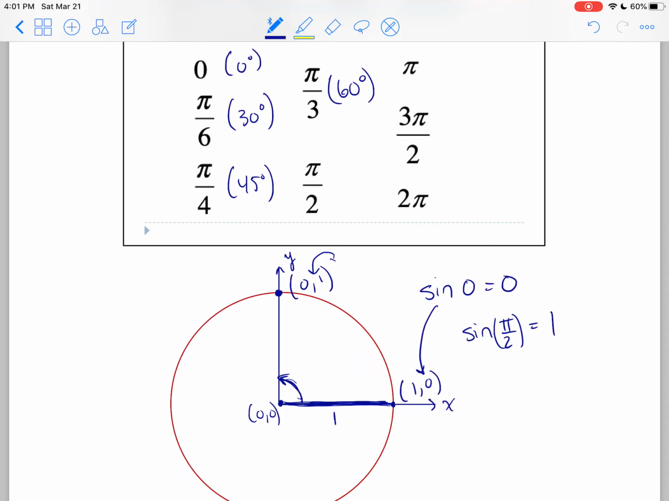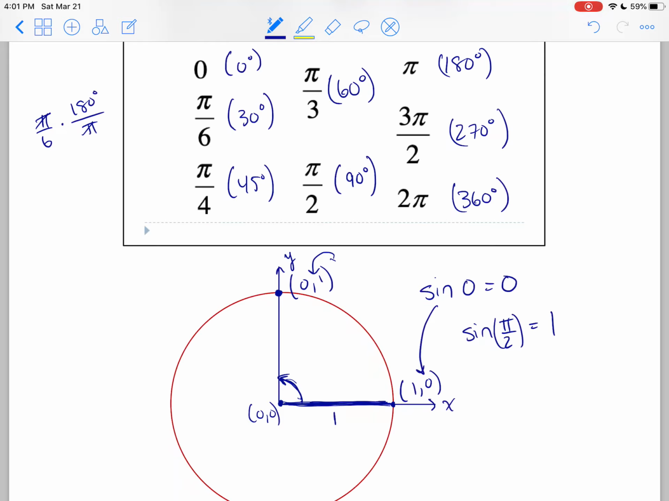And if you don't believe me about any of these, you can do that conversion. If I just multiply pi over 6, which is in radians, by 180 degrees over pi radians, the pi's cancel. 180 divided by 6 gives me 30 degrees. So pi over 2 is 90. Okay, pi is 180. And then 3 pi over 2 is 270, and then 2 pi is 360 degrees.